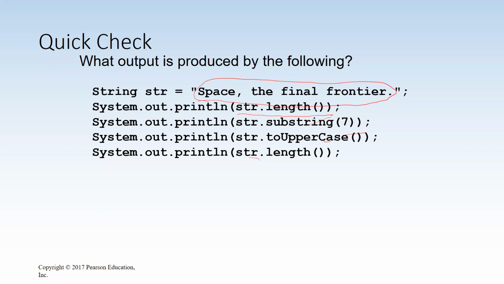And string substring 7. So string is this one. We count 0, 1, 2, 3, 4, 5, 6, 7. It will start here and go all the way to the end. And this is string to uppercase. That means this will be made into uppercase and returned, and you print it out.